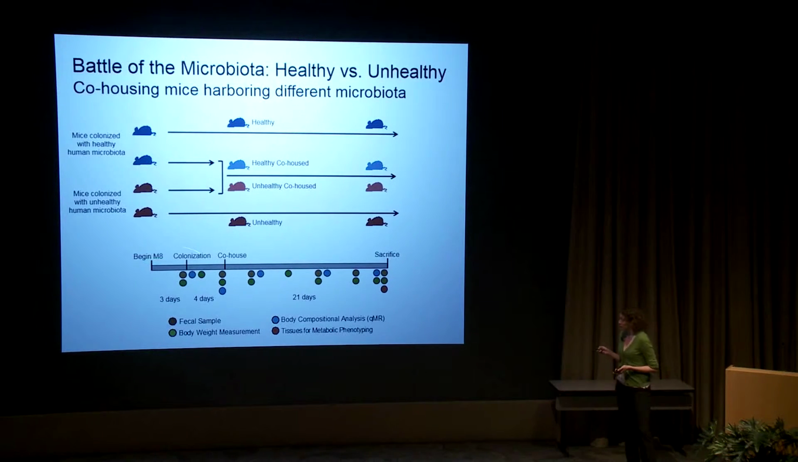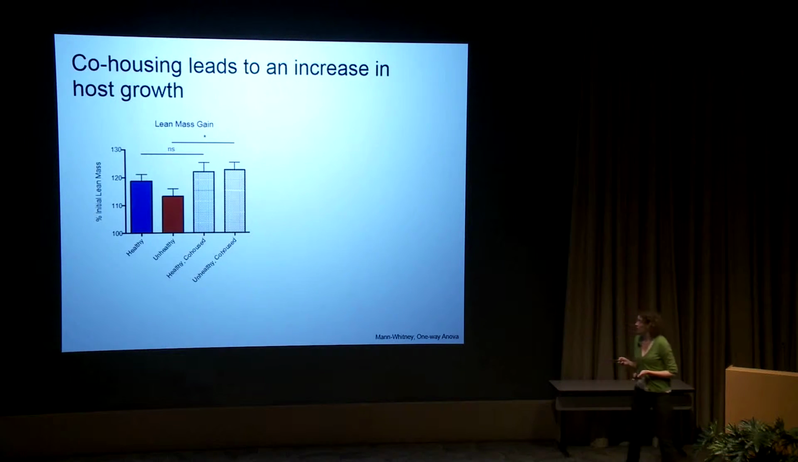And as before, these mice were fed this prototypical Malawian diet, M8. We colonized them at the same age as before, at 5 weeks. 4 days post-colonization, we co-housed our experimental groups. And then we followed the growth of these mice for a total of 21 days post-colonization. So what happened with these mice was as follows.